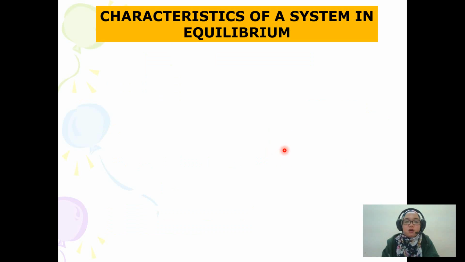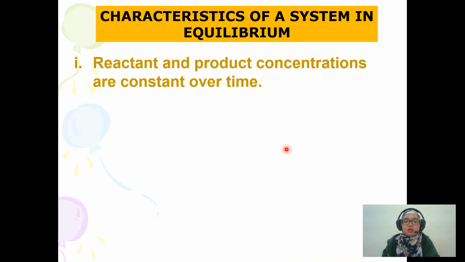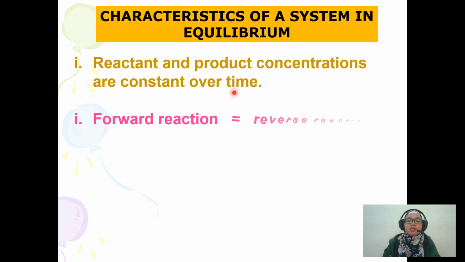Okay. So, characteristics of a system in equilibrium. First, the reactant and product concentrations are constant over time. So, when reactant and product concentrations are constant over time, we know that the reaction has reached the dynamic equilibrium. So the forward reaction equals the reverse reaction.